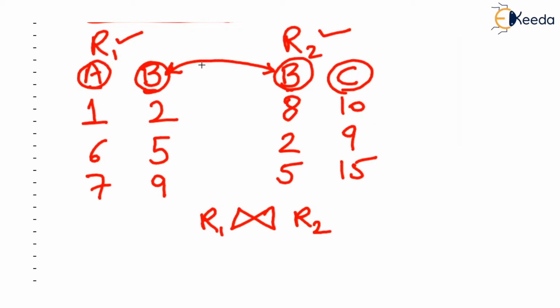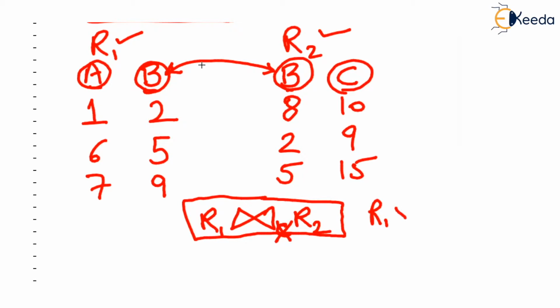So here we have written R1 join R2, but I have not written any condition with the join. This is indeed R1 natural join R2 that I am talking about.